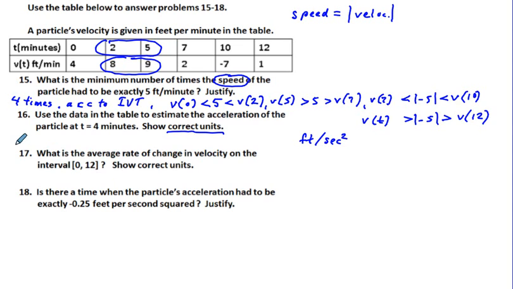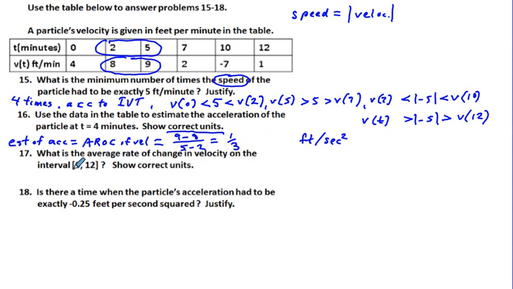So what we have here is an estimate of acceleration equals the average rate of change of velocity. And that's going to be equal to, in this case, 9 minus 8 over 5 minus 2, which is going to be equal to 1/3 feet per minute squared, and those are the units. 1/3 feet per minute squared.